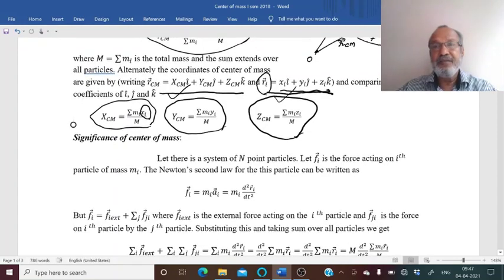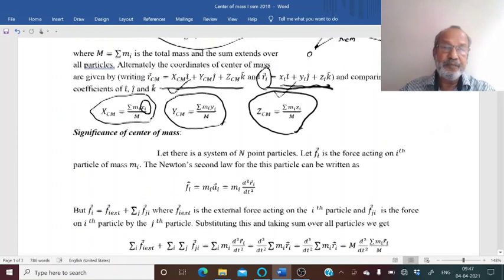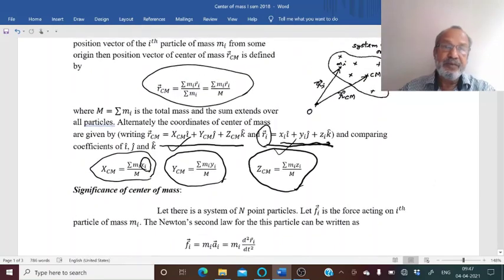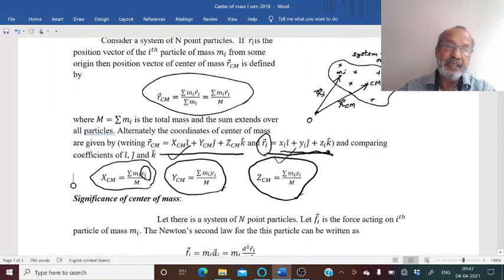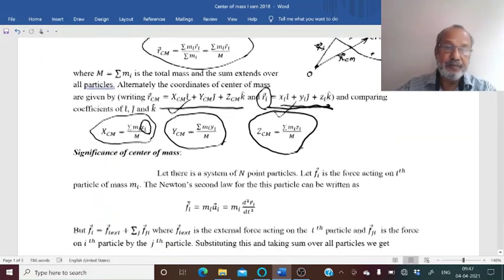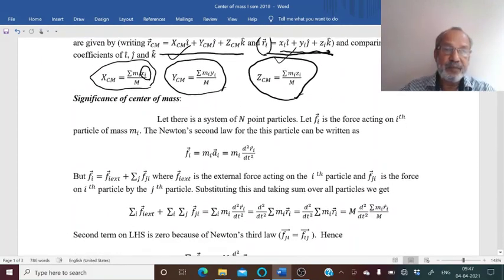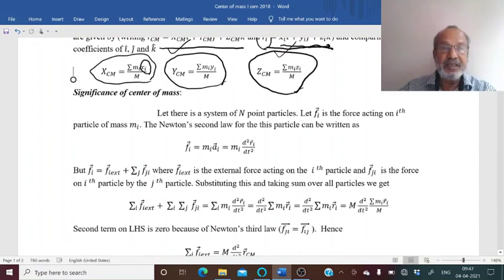In the last class we have defined what is center of mass of a rigid body or a system of particles. We have seen two types of definitions. One is in terms of the position vector and the other is in terms of coordinates. Now let us see what is the significance of this center of mass.